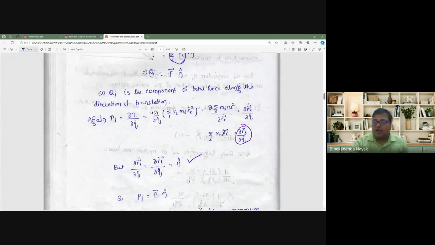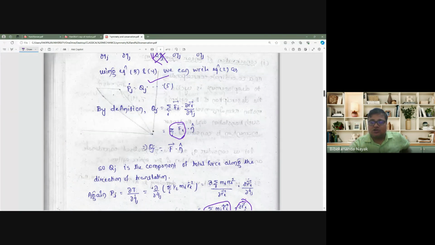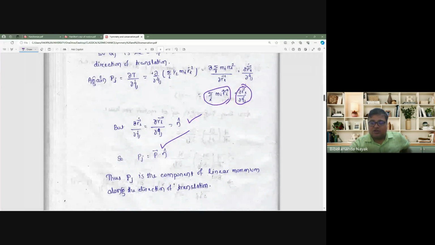And Mi Ri dot means Pi. So it is the sum over i of Pi dot n cap. Summed over i, Pi is equal to P. So Pj is equal to P dot n cap. But we have the equation Pj dot is equal to Qj. That means F is equal to Pj dot.